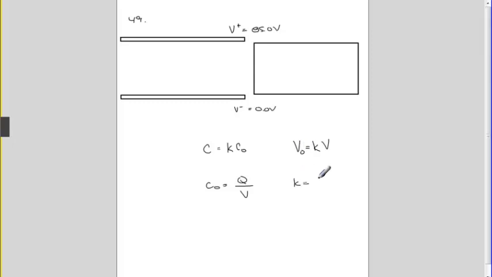So K is actually equal to V0 over V, which in this case will be 85 volts divided by 25 volts. So our dielectric constant in this case is 85 divided by 25, which is 3.4. So that's the answer for part A.